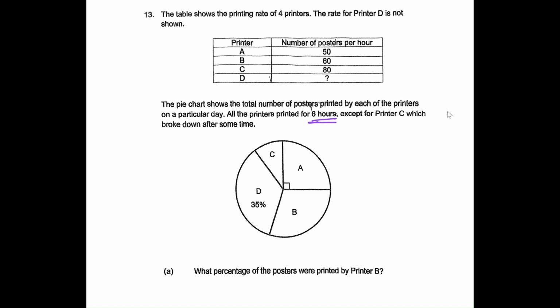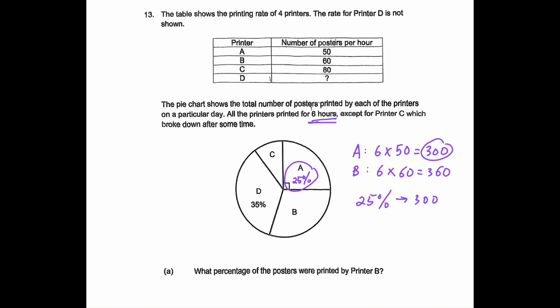Okay, C broke down some time. A, for 6 hours. Okay, so for 6 hours, A didn't break down. We can find printer A. 6 multiplied by 50, that would be 300. Okay, and this is 25%. Okay, printer C was the one which broke down. So printer B would be 6 multiplied by 60. That will be 360. Okay, actually we know the percentage over here. So 25%, it's actually 300. Okay, if we swap it around, 300 is equal to 25%.